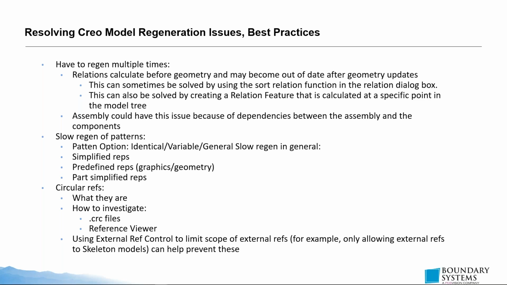Now, one way to resolve that is inside of the relation dialog box, where there is an option for sort relations. What that does is it looks at your relations and validates that anything you're setting an object equal to is actually changing or updating properly before that secondary value is set to that first value. I'll show that inside of a demonstration that I'm going to do. Another one is to have a relation feature, where you can also specify the order of regeneration.